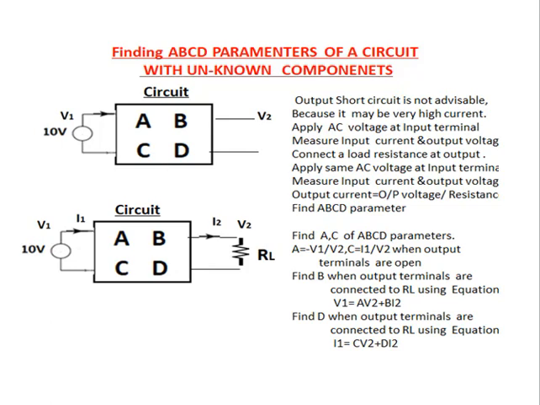Connect a load resistance at the output. Apply AC voltage at the input terminal. Measure input current and output voltage. Output current is equal to output voltage divided by resistance. Then find the ABCD parameters.